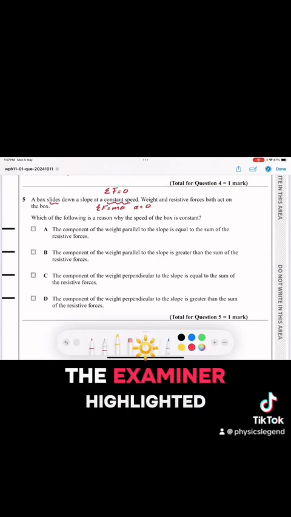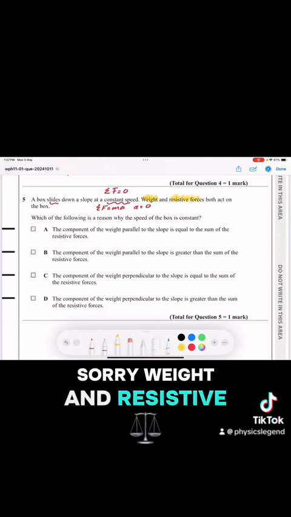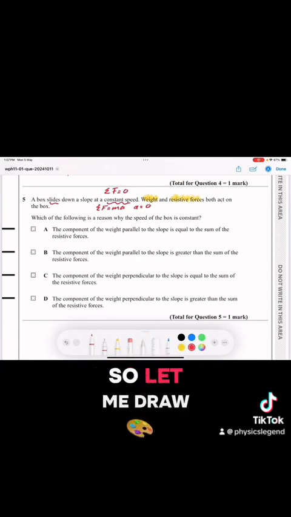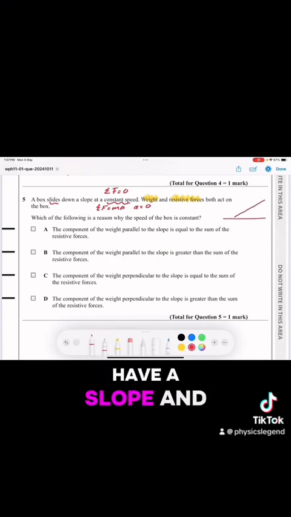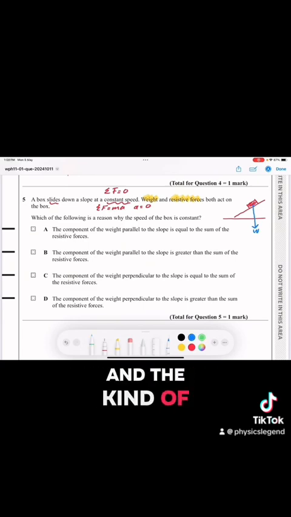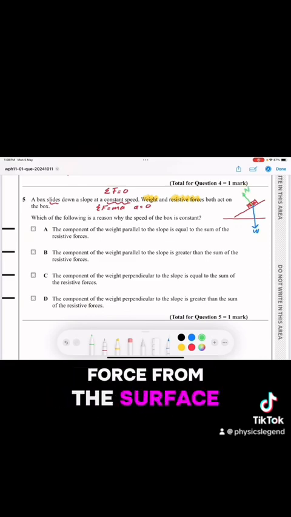The examiner wants us to highlight, sorry, the weight and resistive forces acting on the box. Okay, so let me draw the diagram here. We have a slope and there is a box. The weight is acting on the center of mass, and on the slope there is the reaction or normal contact force from the surface.